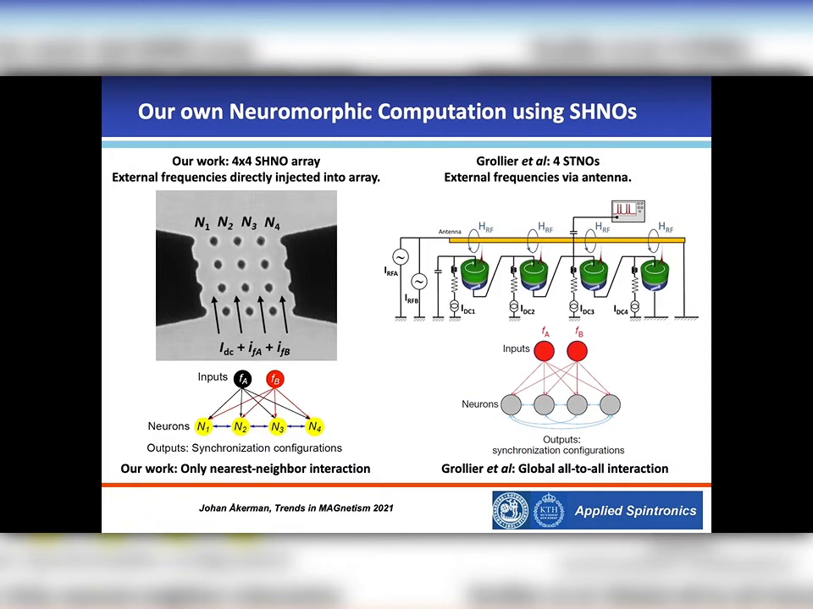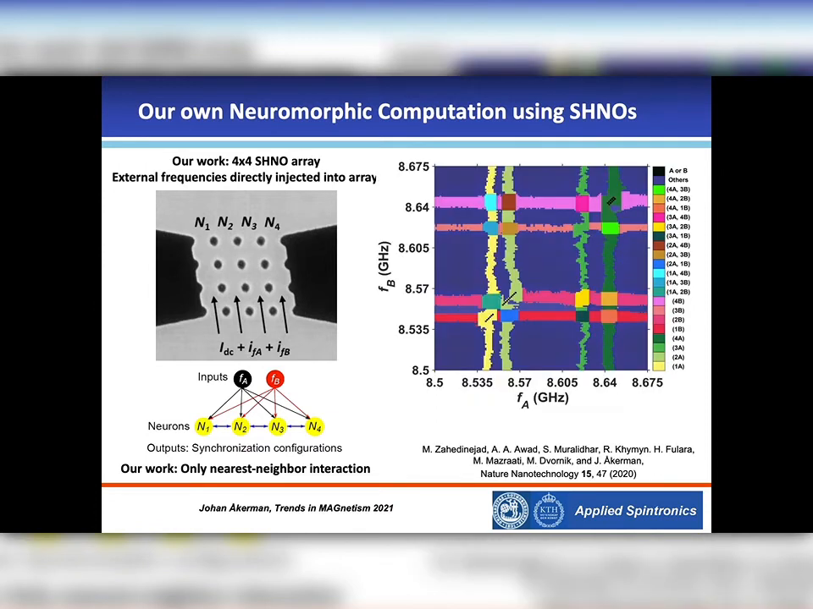And when we do the same kind of sweeps of frequency A and frequency B, we find the same type of synchronization map or injection locking map, and the same states are reproduced as in the original work by Julie.